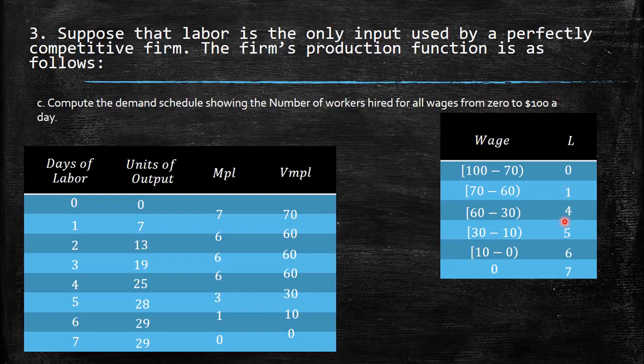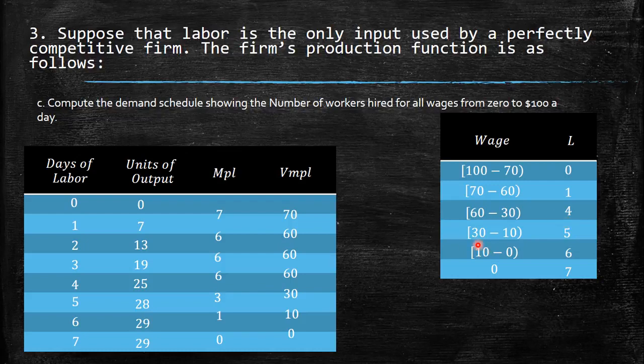Remember, this is going to be where the marginal revenue is exactly equal to the marginal cost. Here the marginal revenue is the value of the marginal product of labor, and the marginal cost is the wage, which is constant. If I hire one, I need to pay the same value. If I hire 10 workers, I need to pay exactly the same.